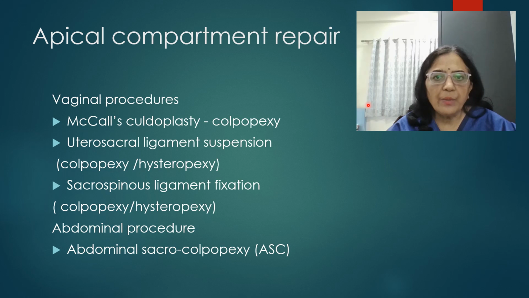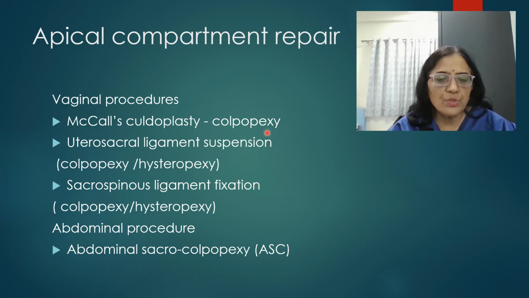Now, apical compartment repair is usually required whenever we do the anterior compartment repair. I have already told you that. And this apical compartment repair has been covered in detail in the previous video. In short, the vaginal procedures are McCall culdoplasty, which is usually done as a colpopexy, where post-hysterectomy we are plicating the uterosacral ligaments in the center and closing the cul-de-sac. That is why it is called culdoplasty. Or we can do uterosacral ligament suspension or sacrospinous ligament fixation.